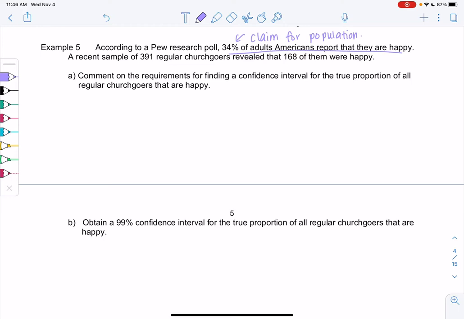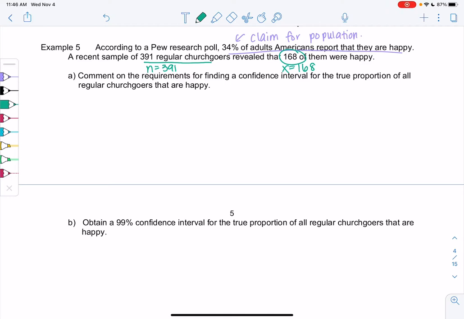A recent sample of 391 regular churchgoers revealed that 168 of them were happy. So that means n is 391, that's my total, and x is 168. Let's comment on the requirements, and then we can go ahead and do a confidence interval in a second.